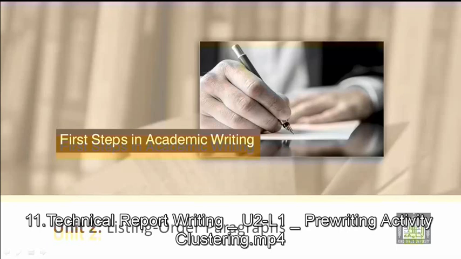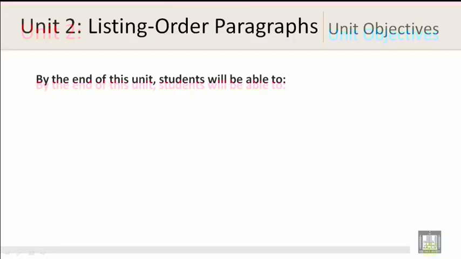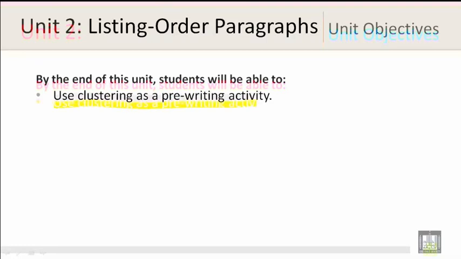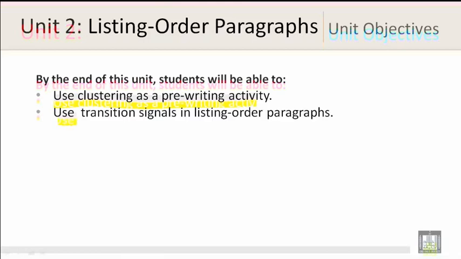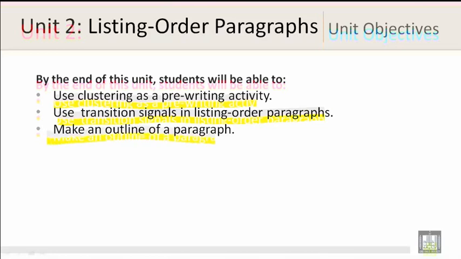First steps in academic writing. Unit 2. Listing order paragraphs. Unit objectives. By the end of this unit, students will be able to use clustering as a pre-writing activity, use transition signals in listing order paragraphs, and make an outline of a paragraph.